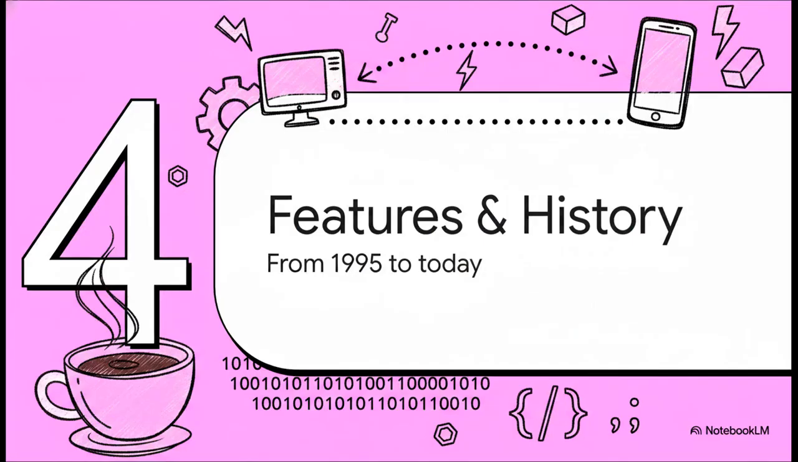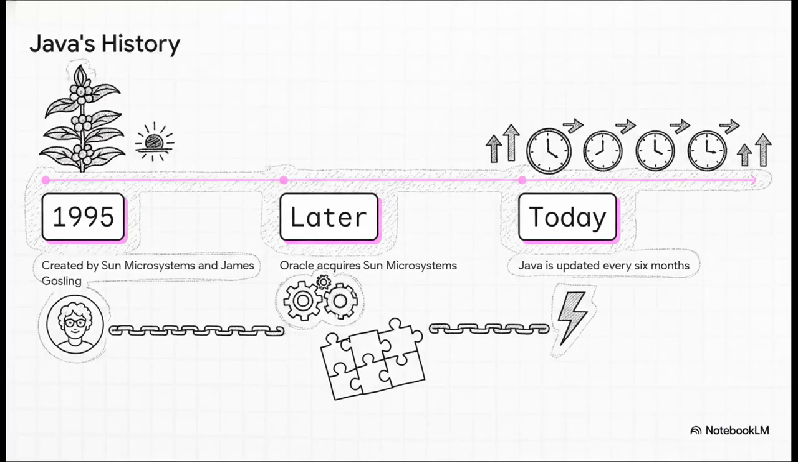Moving right along to Section 4, Core Features and History, from 1995 to today. Let's take a super quick look at how Java has evolved and the specific technical features that have kept it glued to the top of the industry for literally decades. So, Java was officially born way back in 1995. It was created by a company called Sun Microsystems and led by a brilliant programmer named James Gosling. Fast forward to around 2010, the tech giant Oracle came in and acquired Sun Microsystems, taking over the whole development of Java. Now, there were a few bumps during that transition, but today, Oracle is heavily invested.